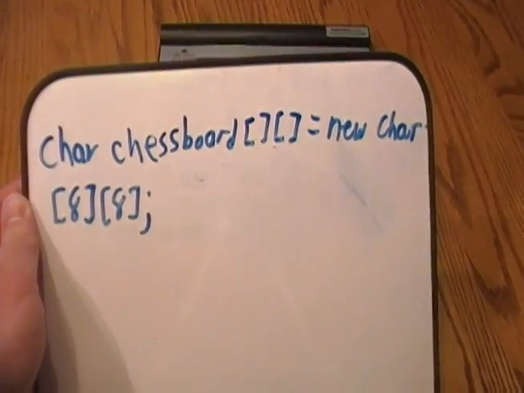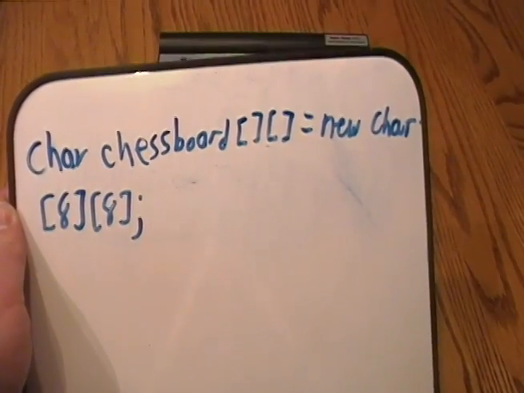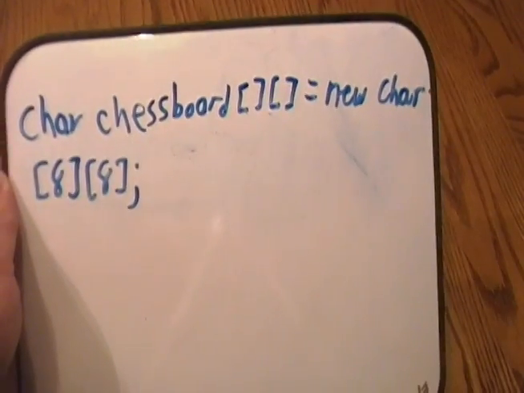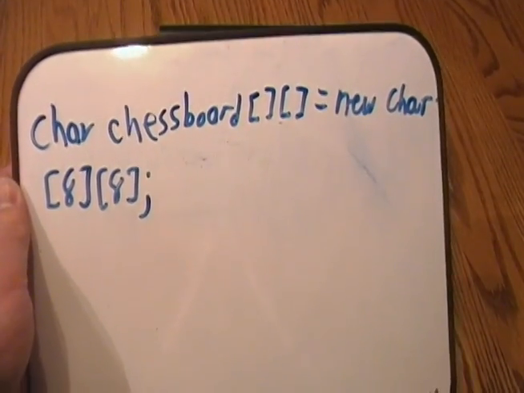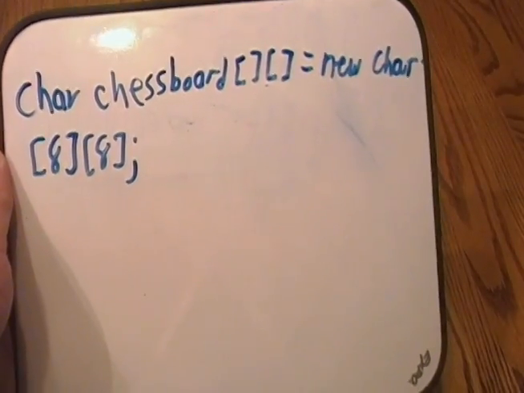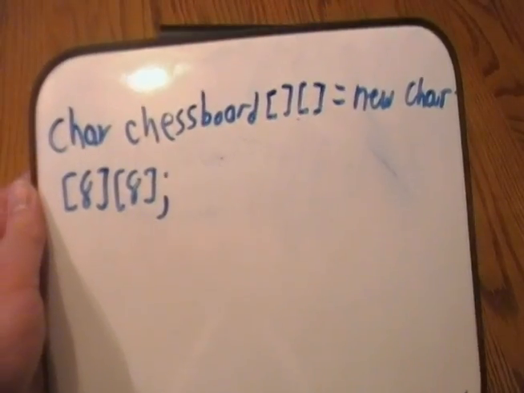So char is the type of 2D array it is, chessboard is the name of the array. The two brackets afterwards are for the rows and columns in the array, and the 8s in the second brackets after the equal mark, that is the width and length of the array.